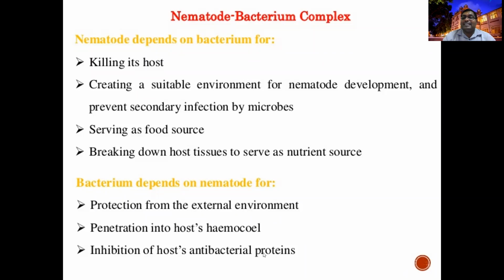Inhibition of the host antibacterial proteins. Some antibacterial proteins will be there. These will also be broken down by the nematode digestive enzymes. In this way, both nematode and bacterium help each other, and they survive.